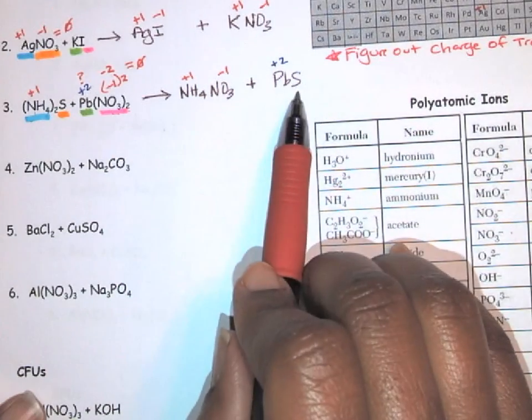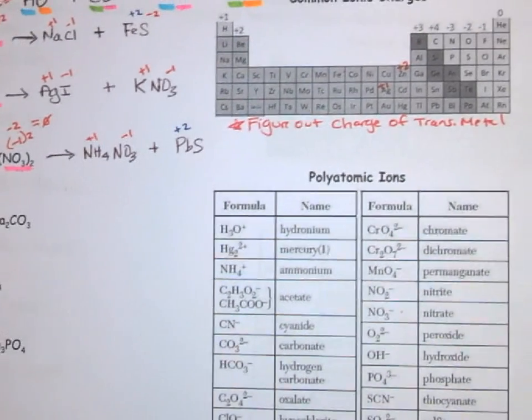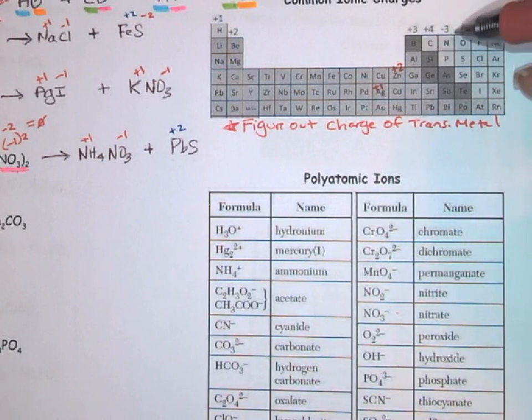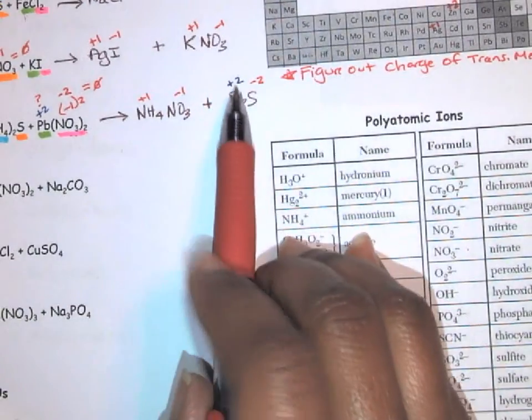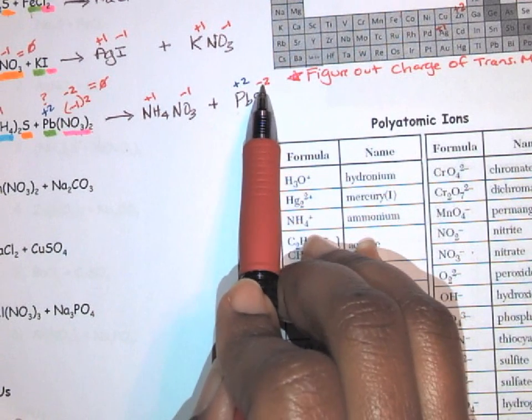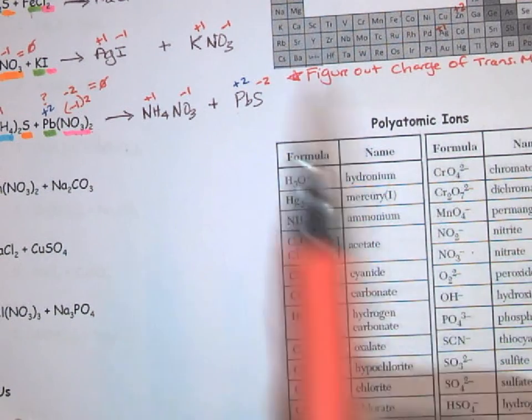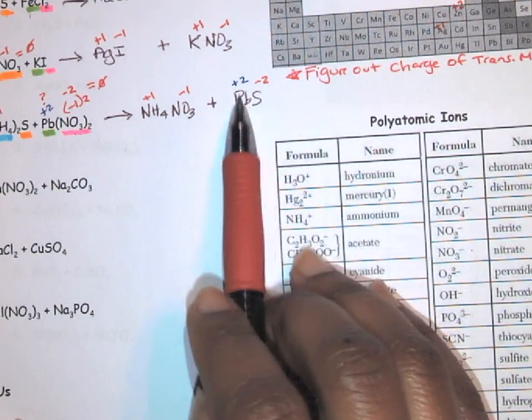Now sulfur is here in group 16, sorry, not group 15, and that has a -2 charge. All right, so this formula is also correct because if I add +2 and -2 together, I get a 0, overall 0 charge.